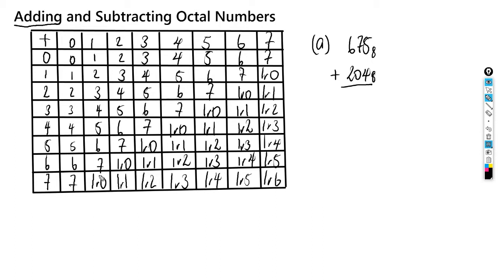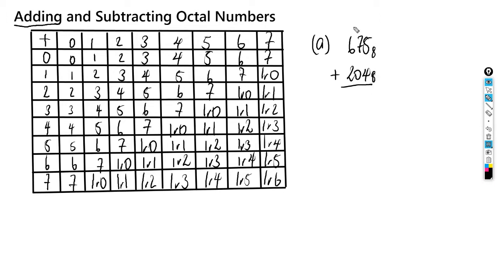6 plus 6 would be 1, remainder 4, and 7 plus 7, which is 14, would be 1, remainder 6, right? So this is pretty much a table here. And let's just do an example, right? We're going to add 675 in base 8 plus 204 in base 8.